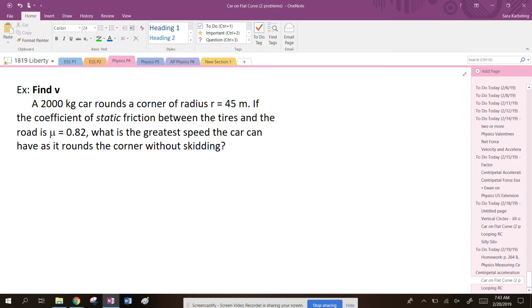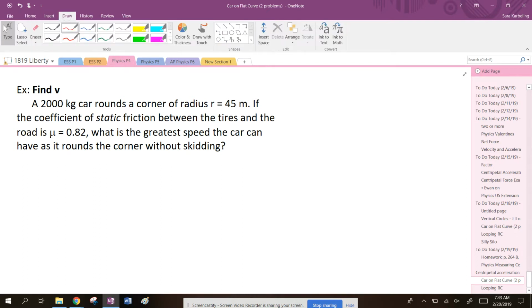Here we go. It says a 2,000 kilogram car rounds a corner that has a radius of 45 meters. They're introducing the coefficient of friction again, and we'll talk about what that means in just a second. It says, what is the greatest speed that the car can have as it rounds the corner without skidding? Just like we've always done, if we're approaching a question that seems kind of scary, we're going to start out with our givens. So let's go ahead and write down our givens.